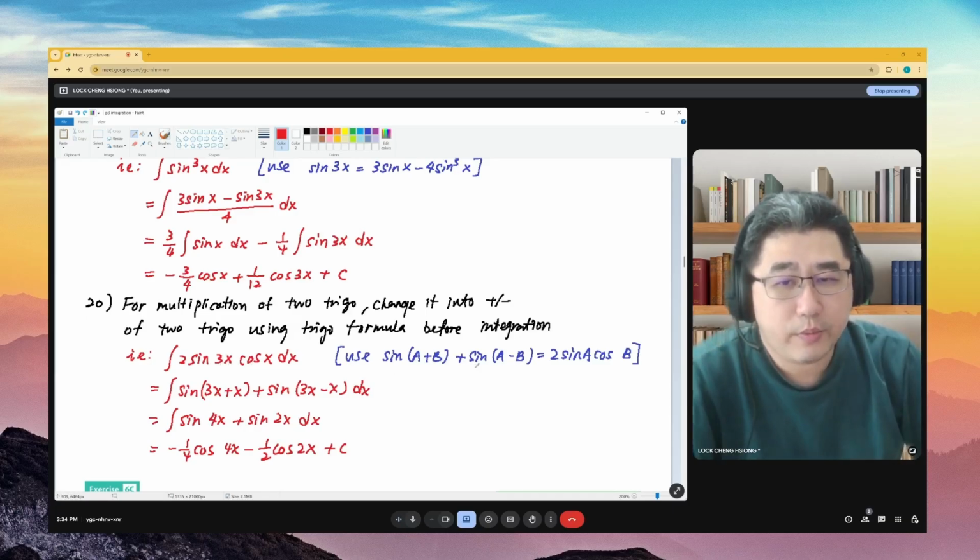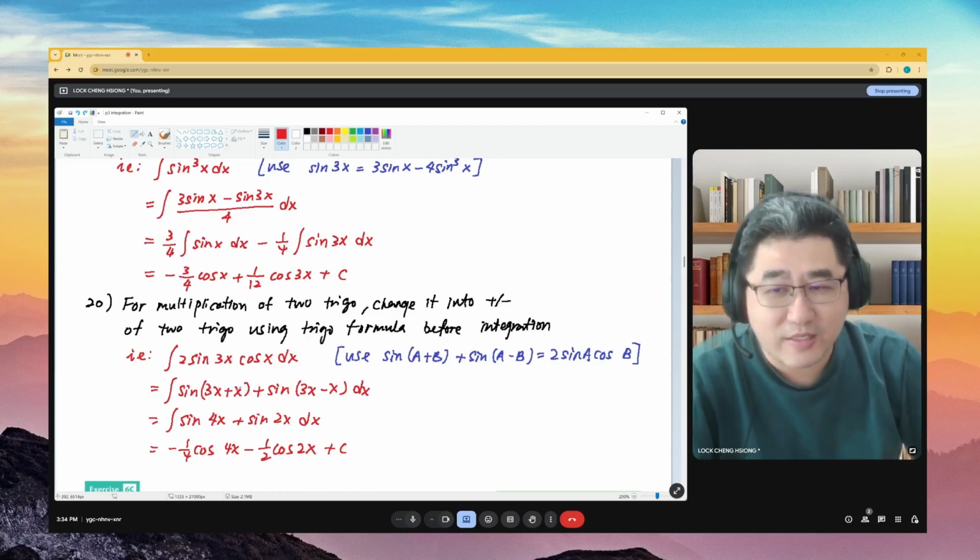Sine A plus B plus sine A minus B equals 2 sine A cos B. Matching with the question, my A is 3x and my B is x. Therefore, I get sine of 3x plus x plus sine of 3x minus x. So I have a total of 4x and 2x, and furthermore they are power 1. Then integrate them: I have negative 1 over 4 of cos 4x and negative 1 over 2 of cos 2x plus c.